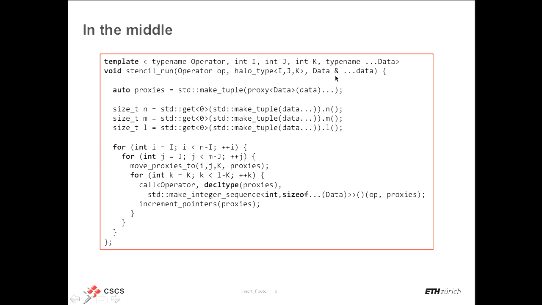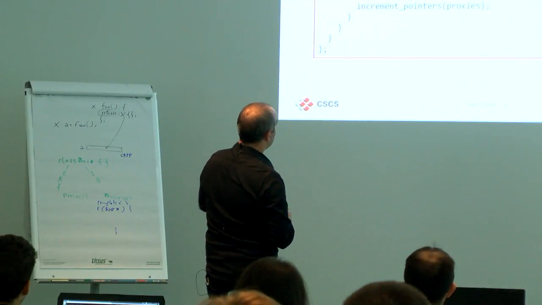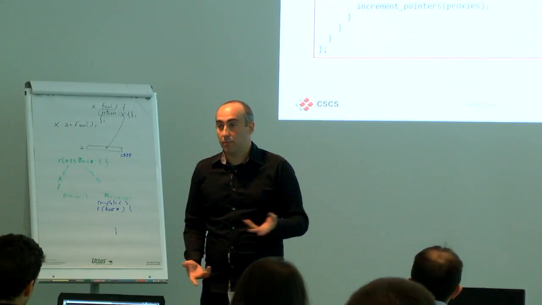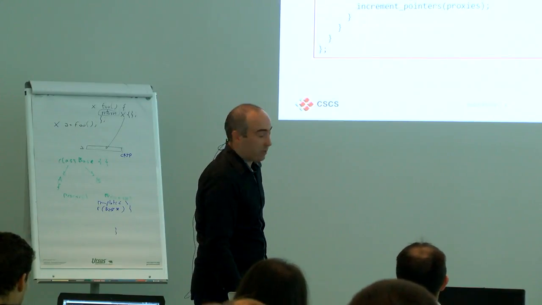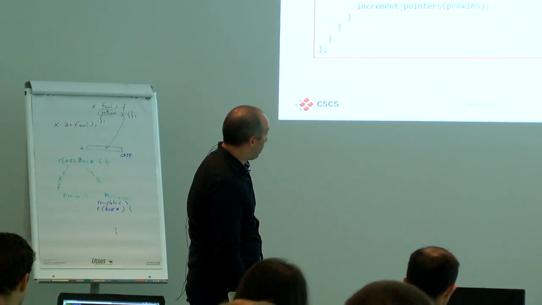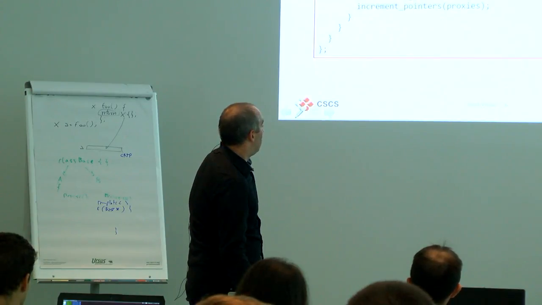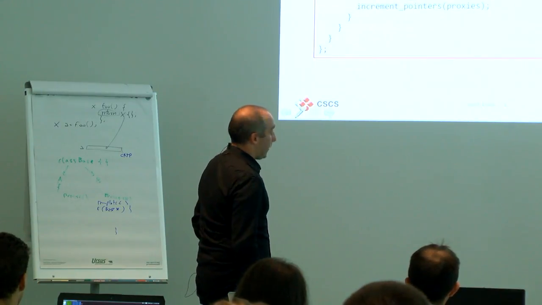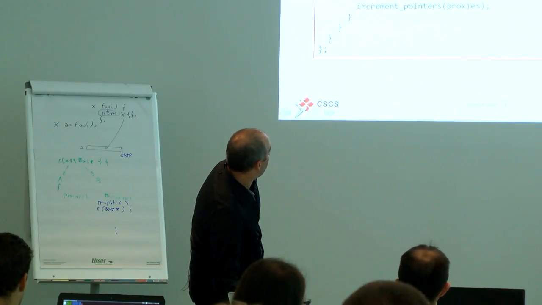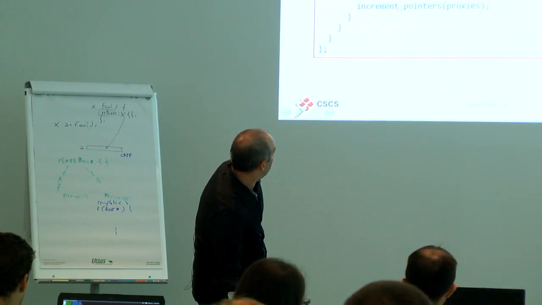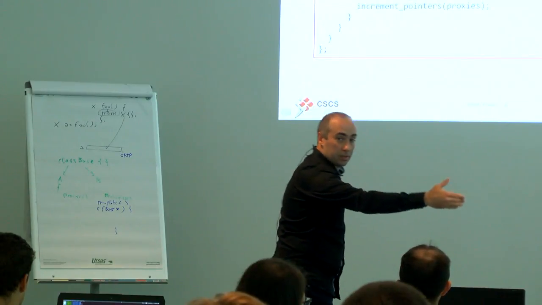And this is a storage type. This is an expansion pack, so the number of arguments there must be the same number of arguments that the lambda of the finite difference operator accepts, so I can pass them to the finite difference operator. If it's not, it will give me a compiler error, and I can actually check that at compile time. And then in this simple experiment, I will just have 3 loops that go from the halo to the size minus the halo size, and then move the proxies to some point.